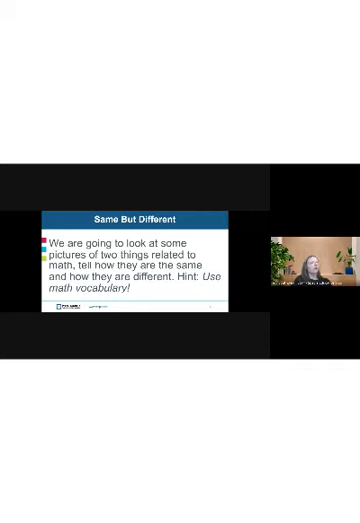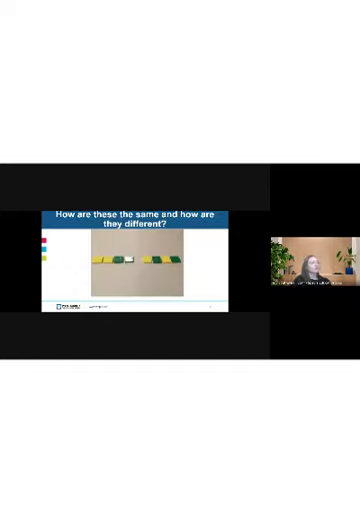And you can unmute or put in the chat how they are the same and how they are different, and try to use math vocabulary. So these are some good warm-ups you can use for your students, just to get them talking using math vocabulary, or talking about a topic you're covering, or just a general overall number sense discussion. Good number talks. So how are these the same and how are they different?